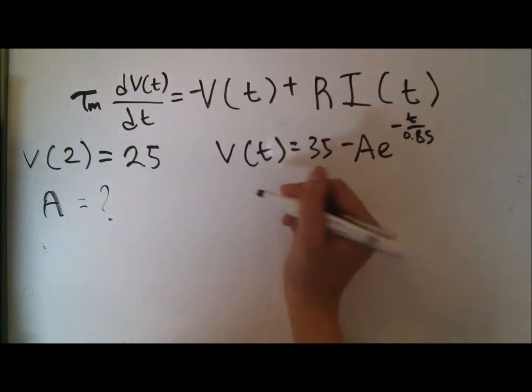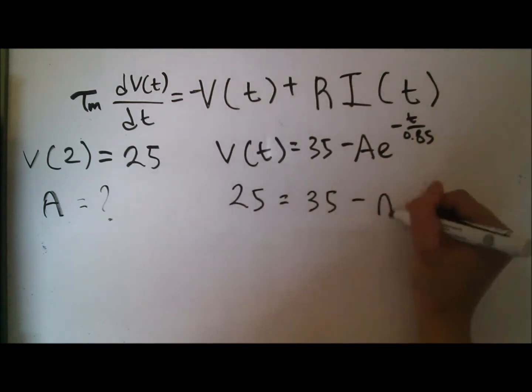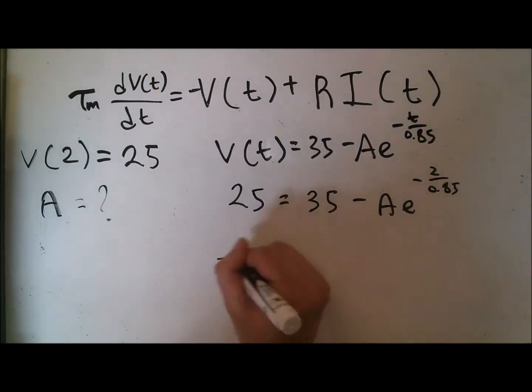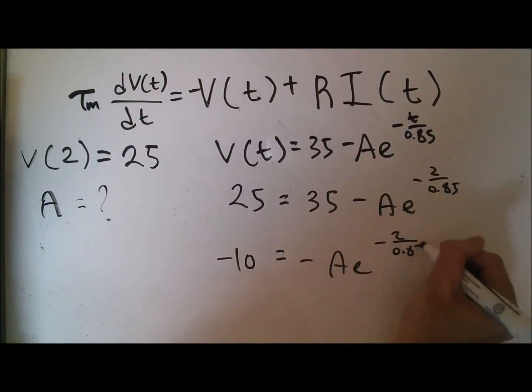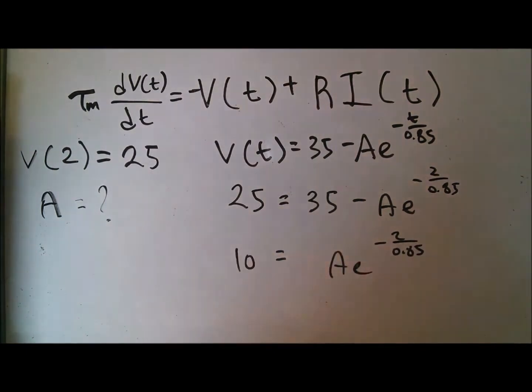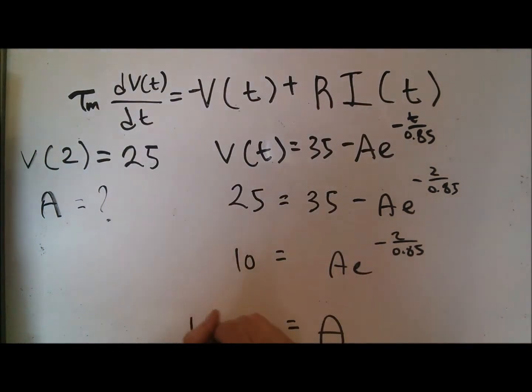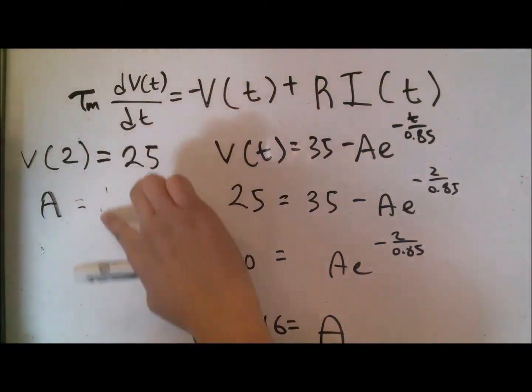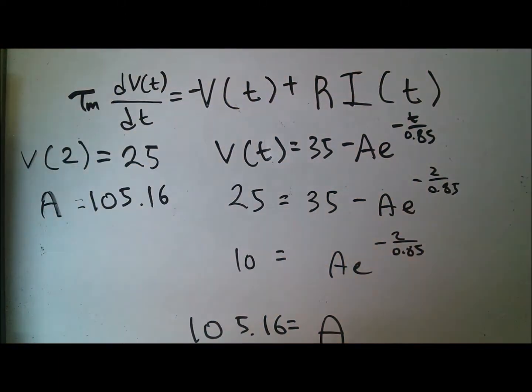The next step is to solve for the constant A, which you can do from the information provided that the membrane potential at 2 milliseconds was 25 millivolts. After subbing in the values and solving, you get A equals 105.16.